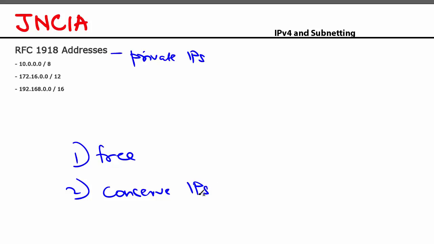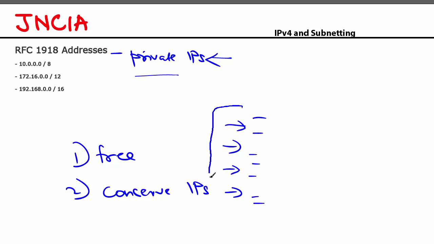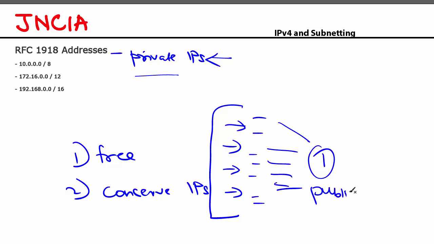It helps to conserve public IPs. If you ask how, let's say you have a LAN that has 10 computers and each of these computers needs to have access to the internet. Now, if we did not have private IP addresses, we would have to assign public IP addresses to each of these computers to get on the internet. But now, since we have private IPs, we can assign a private IP to each of these computers and then we can map all these private IPs to one single public IP address and then we can go out to the internet. Isn't that really fantastic?